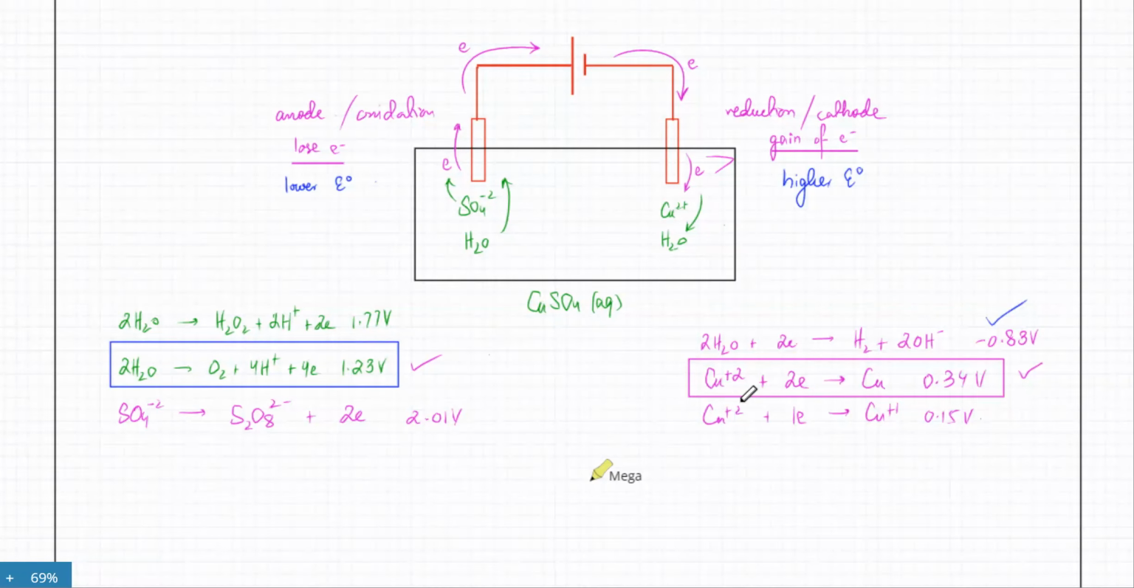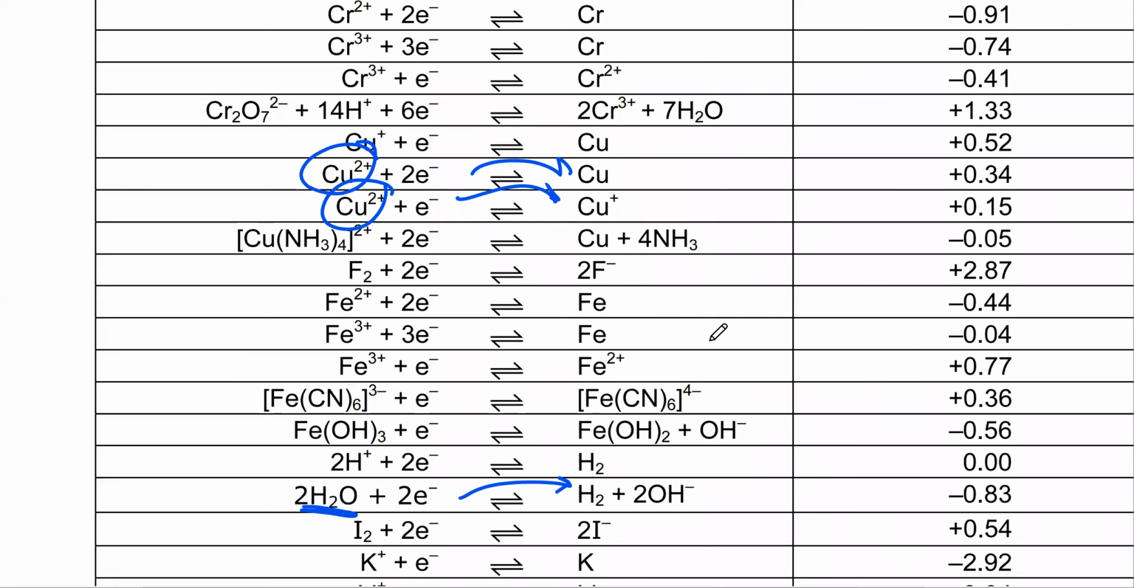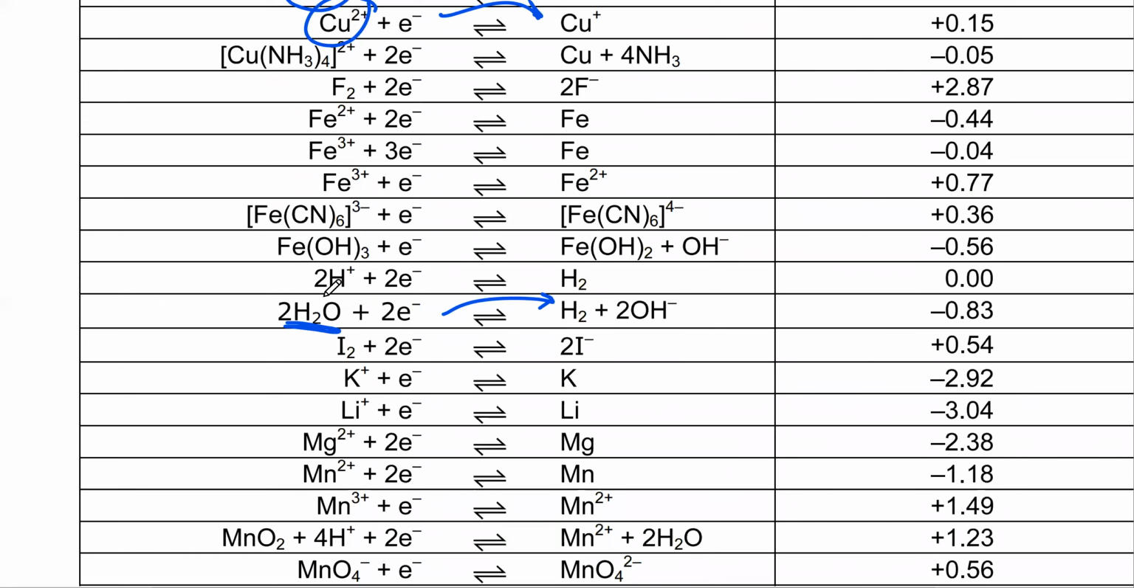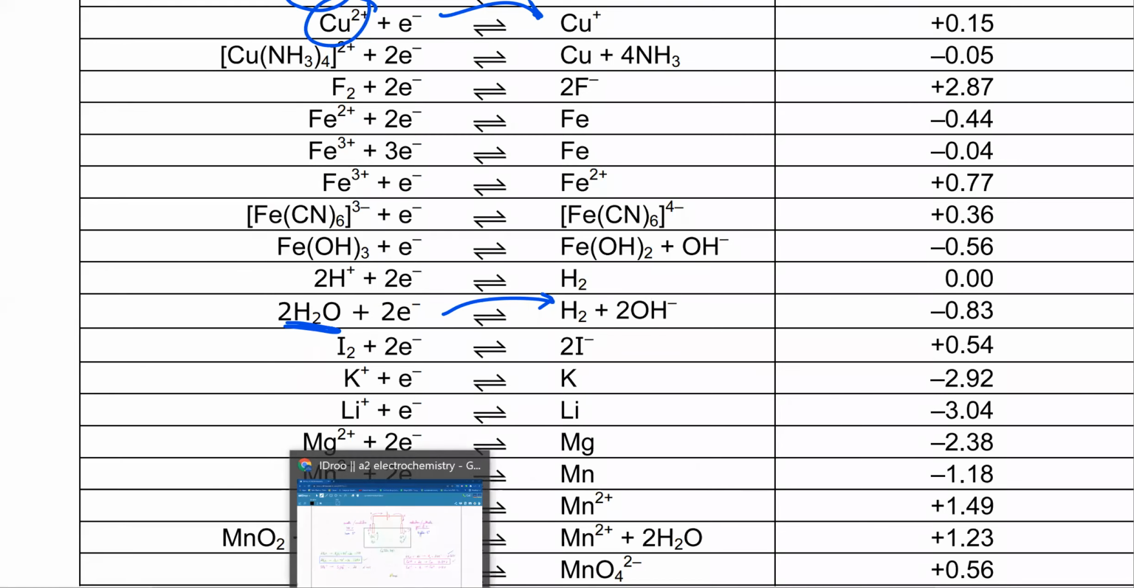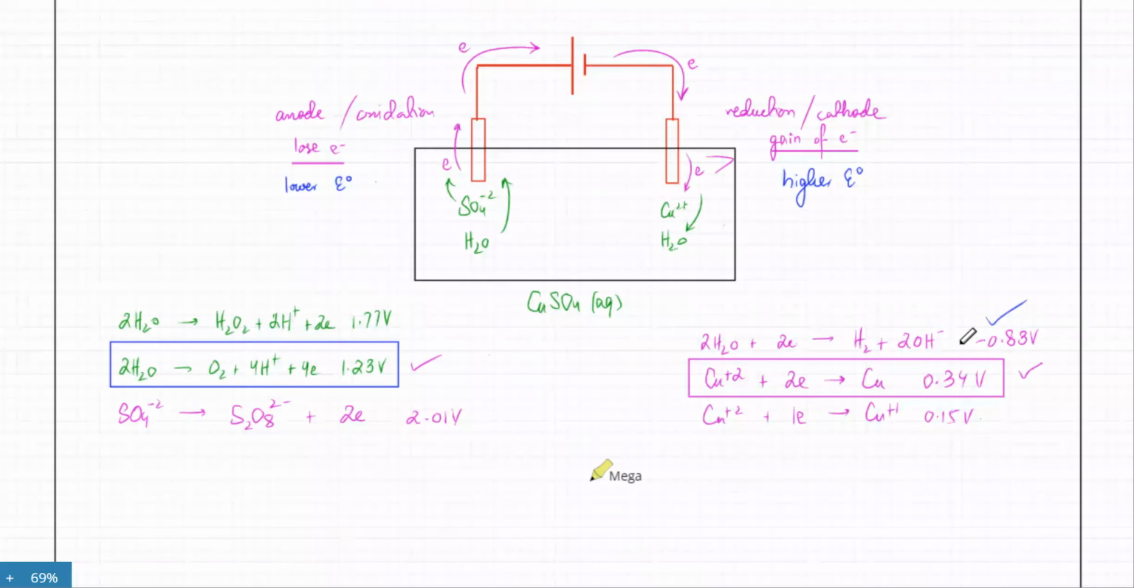Now the choice is gone. So you look for two equations for copper 2+. For water, the same thing happens. You go and have a look, and you'll notice that there is only one equation where water gains 2 electrons to form H2 and OH- ions, and it has a potential of minus 0.83 volts. So you've got 3 potentials.